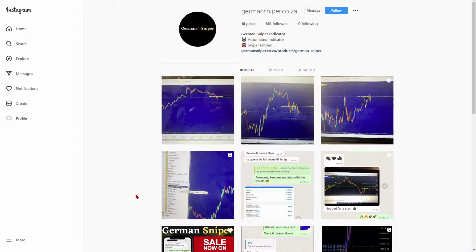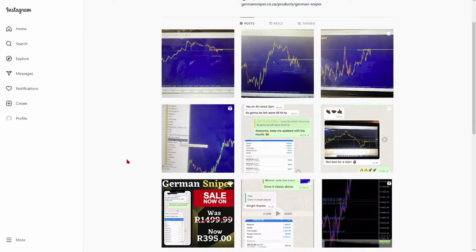This week we are going to be reviewing an indicator that is being sold by German Sniper. The indicator has been requested quite a bit, so I have put the other reviews on hold to do this one. Right now we are on the German Sniper Instagram page, and this is where you can see their posts about this indicator and the results that they've been achieving with it.